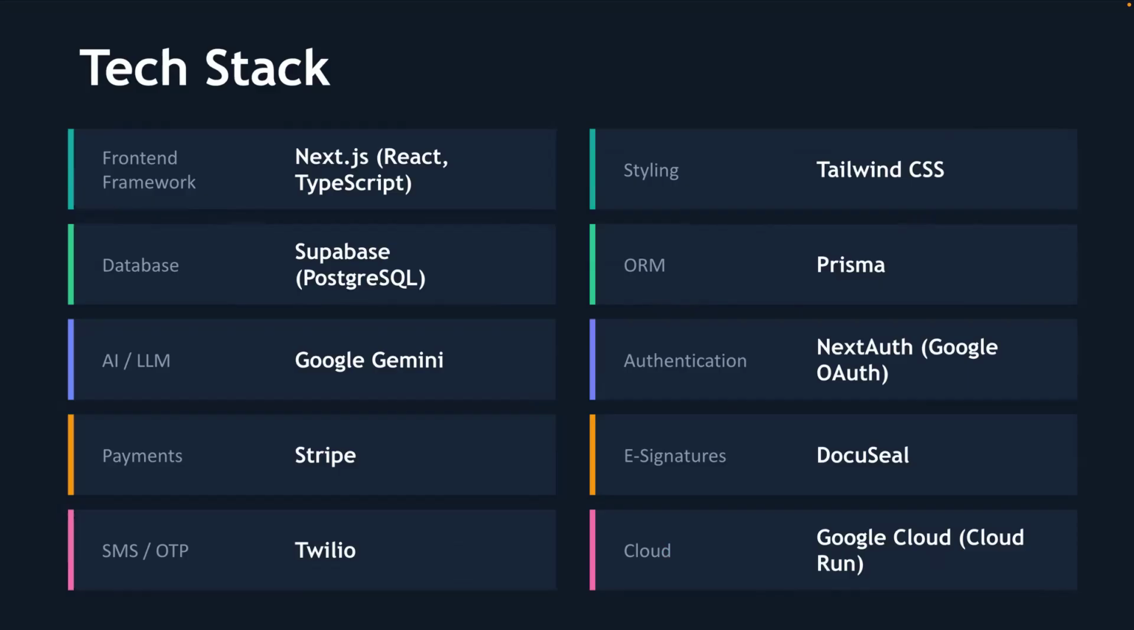For e-signatures, which is a very integral part of the system because real estate is all about documentation, we use DocuSeal. And for deployments, we just use Google Cloud Run, which is perfect for our use case. It shuts down to zero when there's nothing, and it scales horizontally as much as it needs.